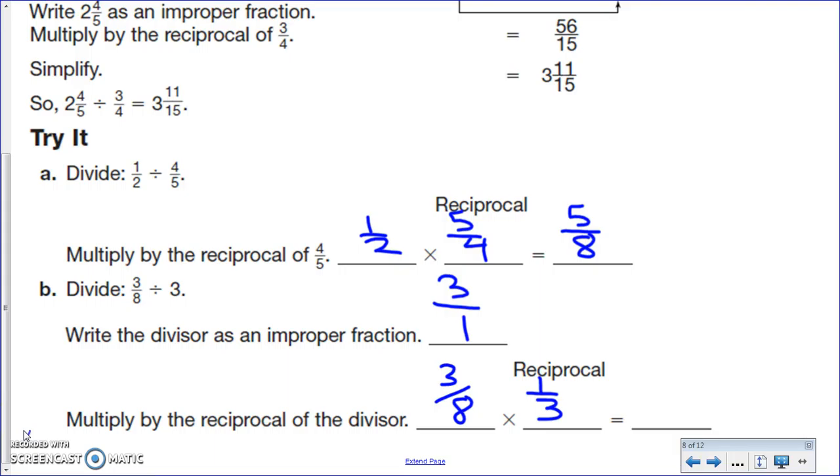Then if we look carefully, we can cross-simplify because 3 and 3 share a common factor of 3. So we're going to divide both of those by 3, and they both become 1. So then if we multiply across, 1 times 1 is 1, 8 times 1 is 8, so we get 1/8.